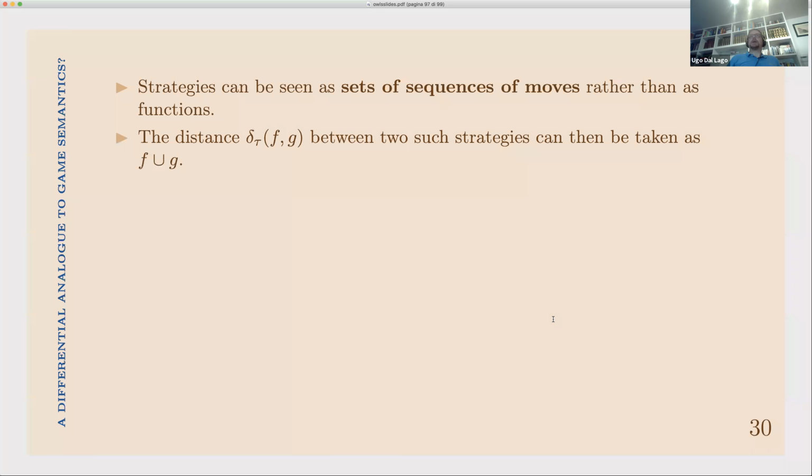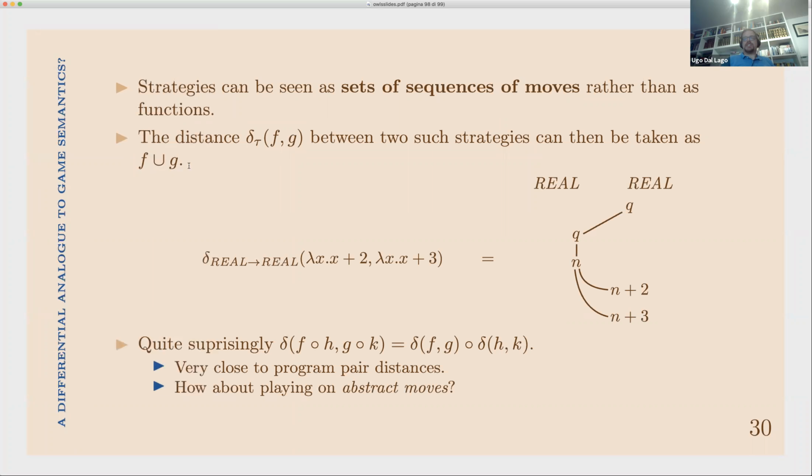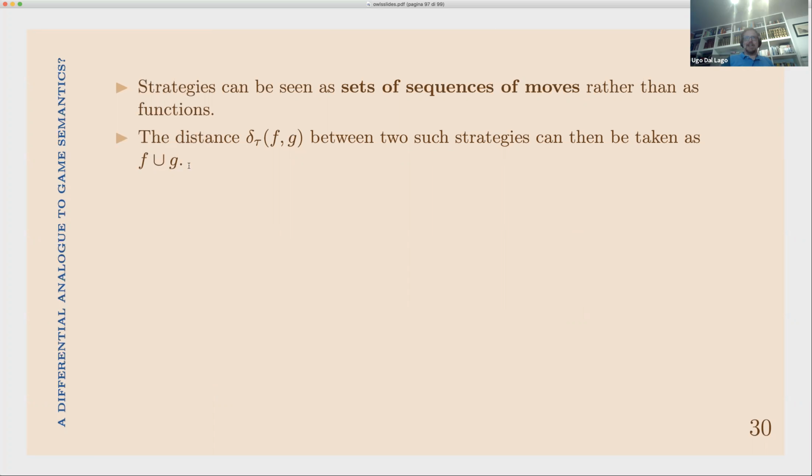Yeah, here. So also strategies can be kind of used to get a differential form of semantics. As we know, they can be seen as functions, but they can also be seen as sets of sequences of moves. Okay, and then you can take as the distance between two strategies f and g just their union. We just take their union set theoretically.